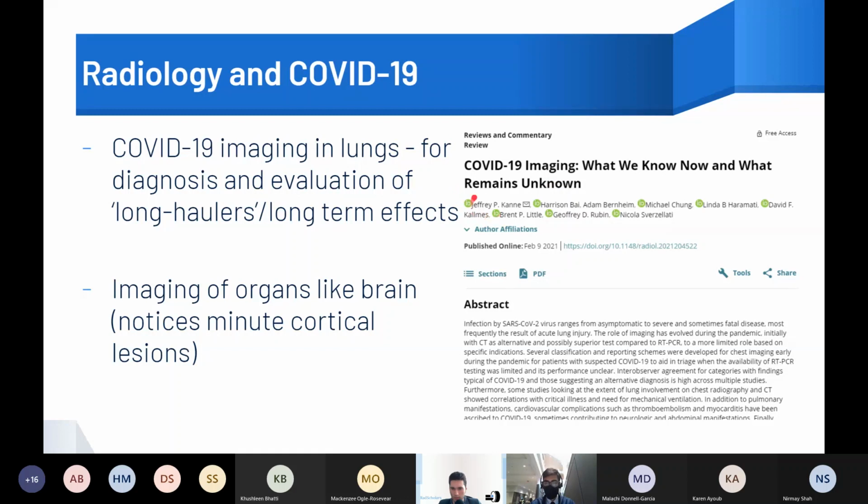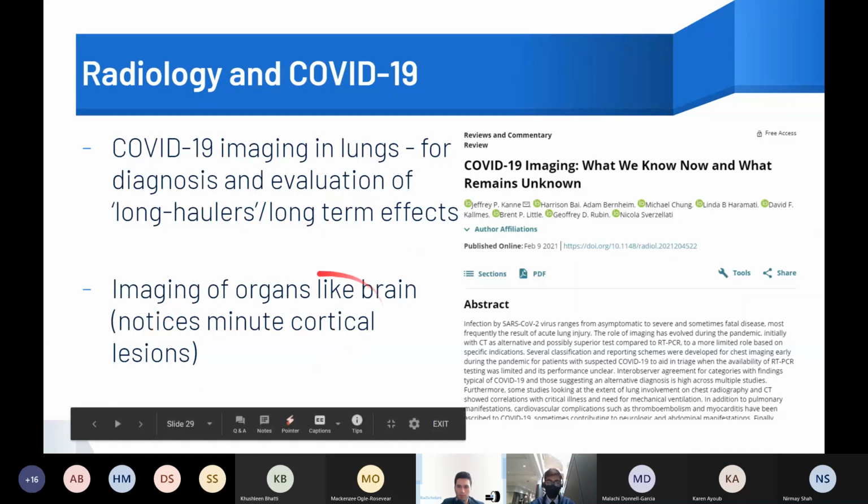So again, this paper is in Radiology, Canadol, here's the DOI, but do read it over. It's a very interesting paper, published this month itself, so very relevant as well. For organs like the brain, which is my specialty, like I mentioned, we're noticing minute cortical lesions in the brain in some long haulers.